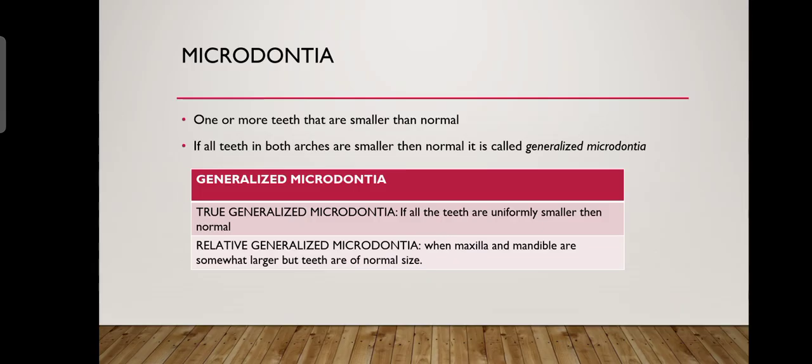When all the teeth in both arches are smaller than normal, the condition is termed generalized microdontia. If all the teeth are uniformly smaller than normal, then this is called true generalized microdontia. It occurs in uncommon conditions such as pituitary dwarfism.